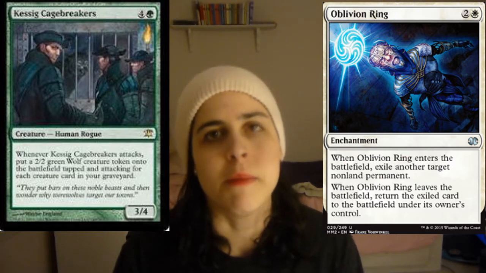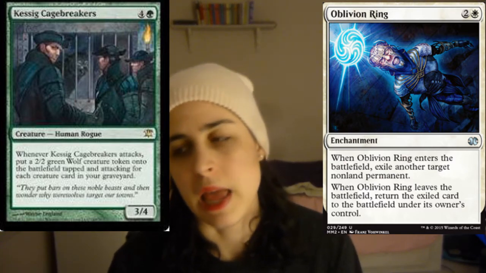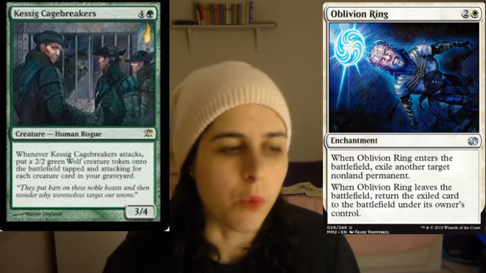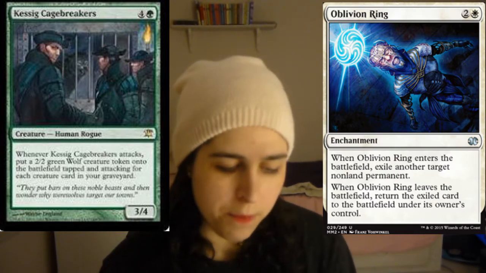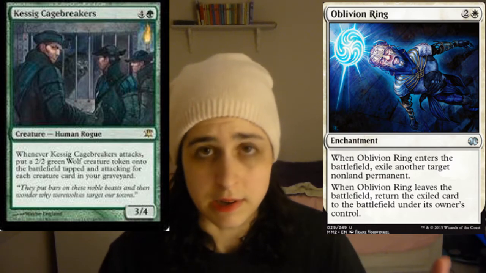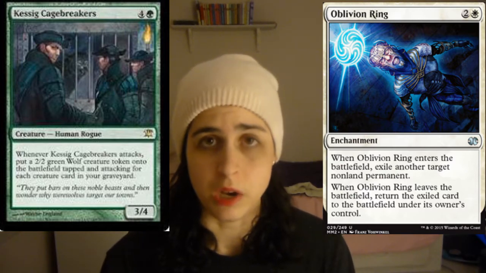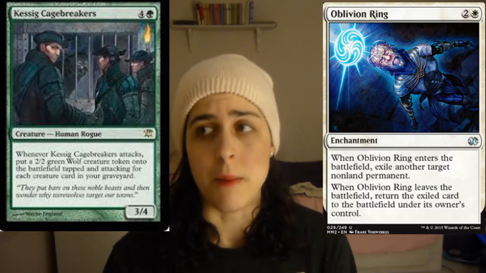Are you trying to win off creature damage? Do you have an infinite combo? Are you more control? What are you kind of doing? But anyways, with these two cards as an example, the types of them are totally different, and that's something I would totally look out for. I always like to do that.